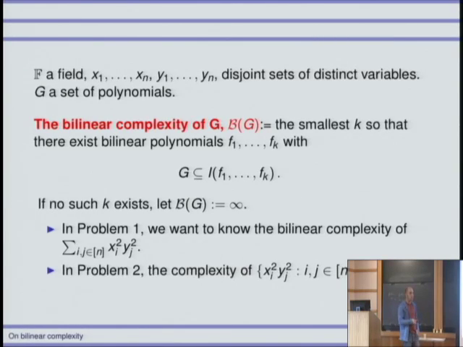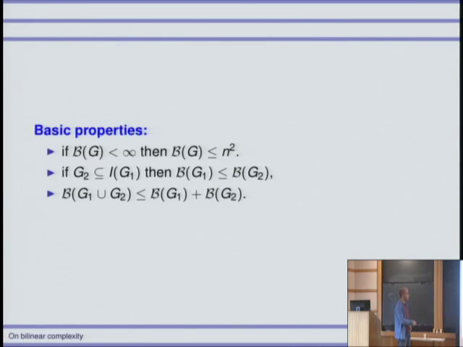Yeah, well, that's true. Well, he's defining it this way, right? Yeah, this is just a definition. Then one can have a discussion whether the definition is good or bad, but I like the definition. The basic properties of the bilinear complexity: if it happens that it's not infinite, so that G can be placed into the appropriate ideal, then the complexity is at most n squared, because you just take the products of all the variables.